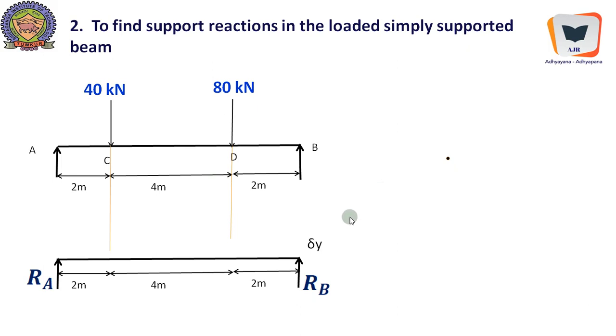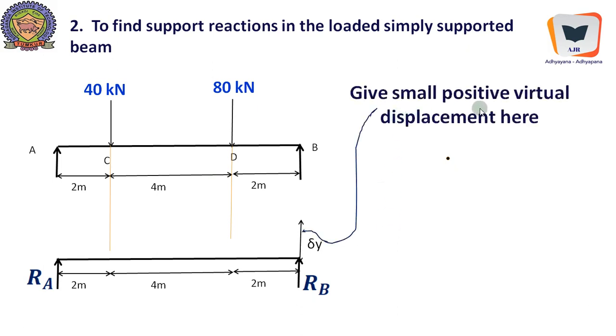Now we need to find out the reactions. Therefore we have to give a small displacement. This is a system which is in equilibrium, and it is readily amenable for the analysis under the virtual work principles. So give small positive virtual displacement over here. That means you hold it here, we are not supposed to give any displacement over here, and it should be just lifted by a small amount del y, thereby inducing a virtual displacement.